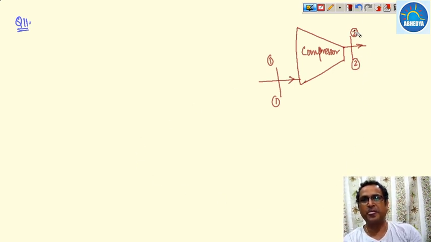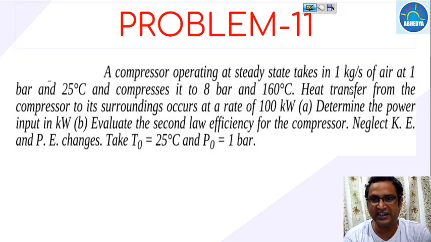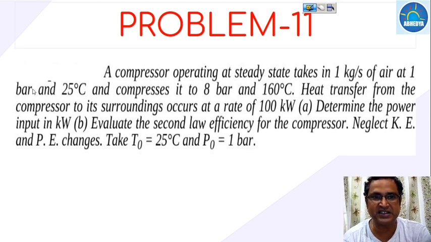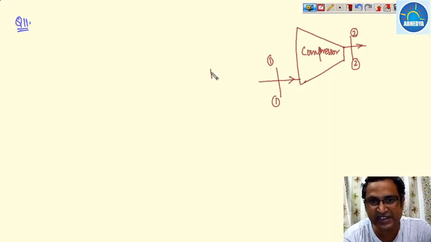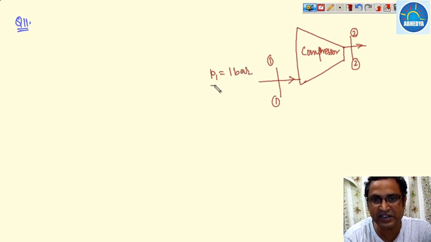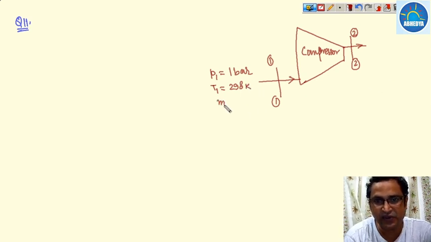Now at the inlet condition 1 kilogram per second of air is basically transferring, and the inlet condition is given as 1 bar and 25 degrees centigrade. So here the pressure is 1 bar and the temperature is 25 degrees centigrade, that is 298 Kelvin. And the mass flow rate is 1 kilogram per second.